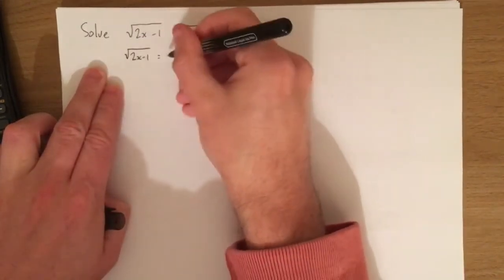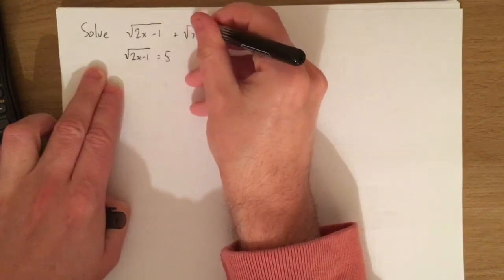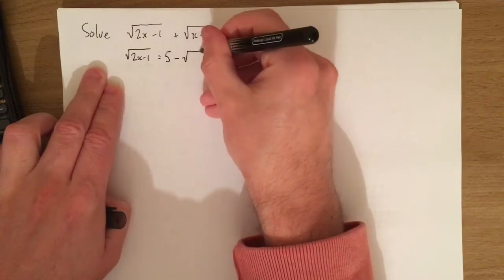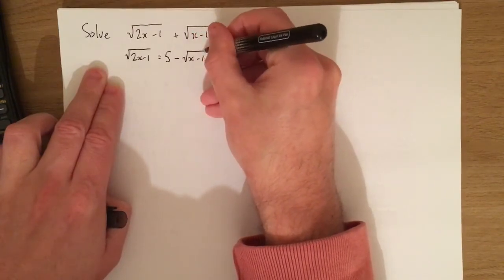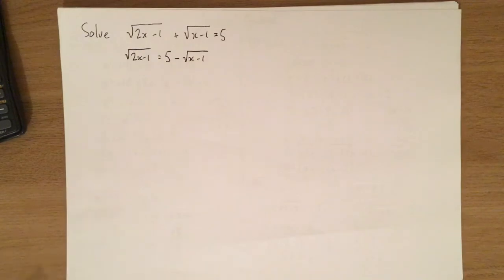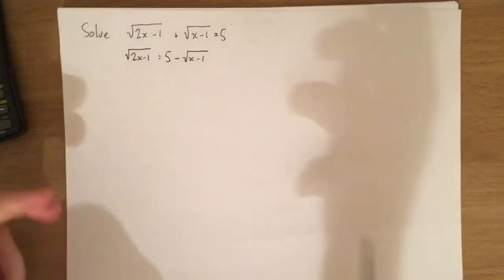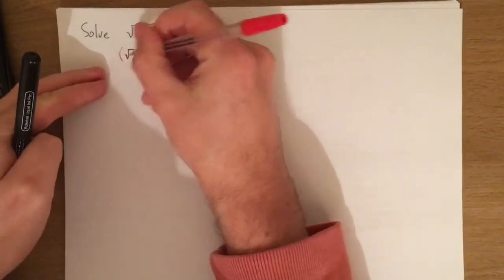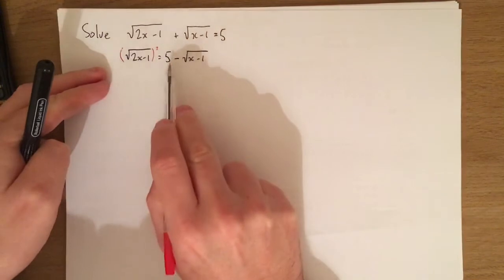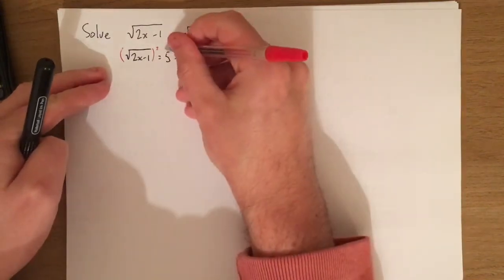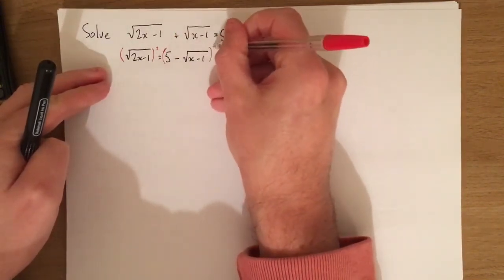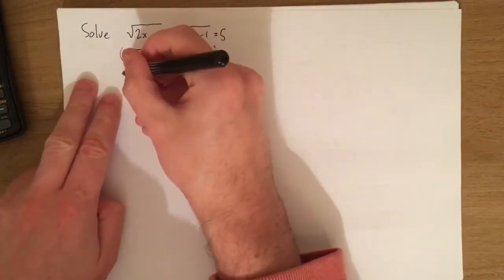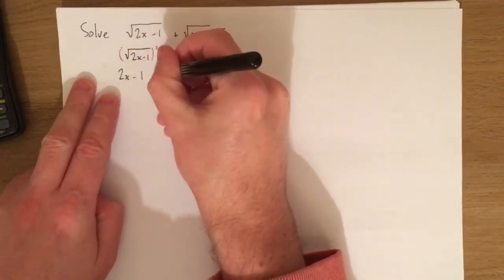So I've got 5 on the right hand side. I'm bringing plus the square root of x minus 1 over, so it's going to become minus the square root of x minus 1. Okay, so now I need to square both sides. I'm going to get rid of this square root, and then square again the entire right hand side, so not just each individual part. So on the left hand side, the square and the square root cancel, so you're just left with 2x minus 1.